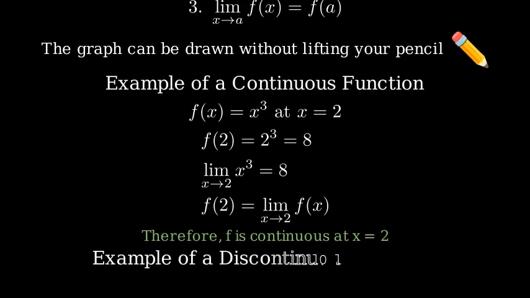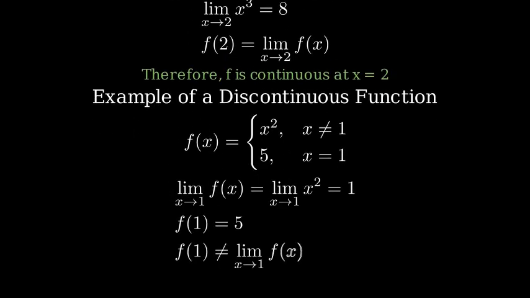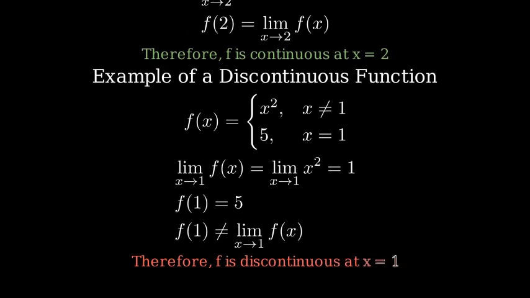Now let's look at a discontinuous function. F of x equals x squared when x is not equal to 1, and f of x equals 5 when x equals 1. The limit of f of x as x approaches 1 is the limit of x squared, which is 1. But f of 1 is defined as 5. Since 1 does not equal 5, f is discontinuous at x equals 1.